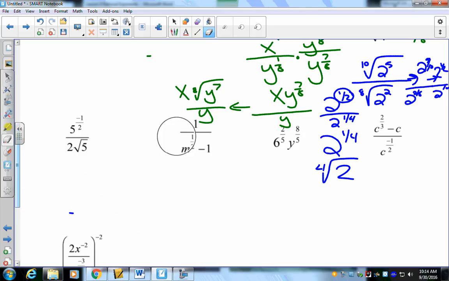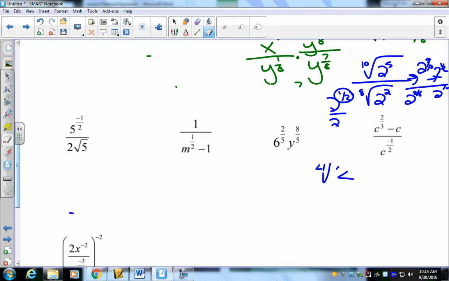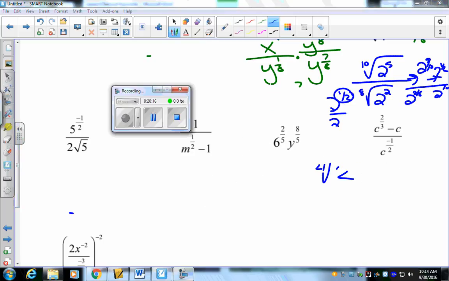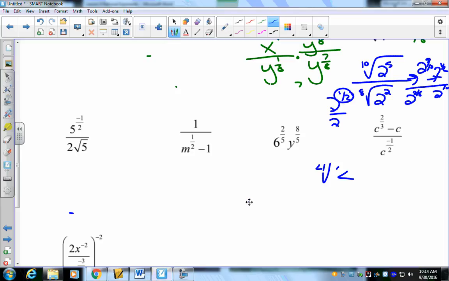All right, my next problem. I've got 1 over m to the 1/2 minus 1. Okay, so I've got a fraction in my denominator. Now, I can't simply multiply by m to the 1/2 and get rid of it because of the binomial. So hint, use a conjugate. If you want to change this to a radical and multiply it that way, you can. If you want to keep it with a fractional exponent and multiply, you can. It doesn't matter. But we're going to use our conjugate.